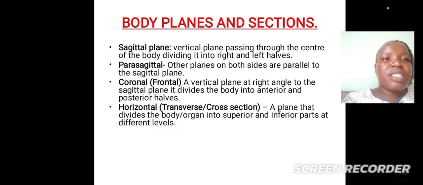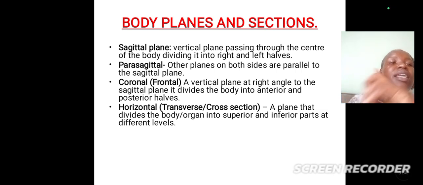The first point there, as you can see, is the sagittal plane. So what is a sagittal plane? This is a vertical plane passing through the center of the body, the midline of the body, dividing it into right and left halves, or right and left equals. It runs vertically, like this, dividing the body into the right and the left side equals. Remember, underline the term equal. So it is dividing the body into right and left what? Equals.